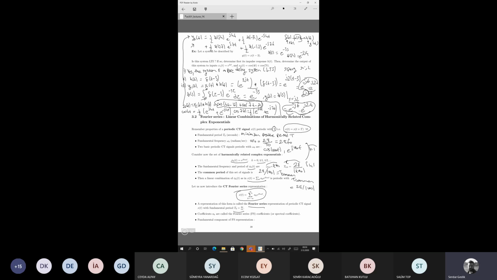Again, we assume that omega 0 is a positive number, so T0 is the period. The coefficients a_k are called the Fourier series coefficients, or the spectral coefficients. So those a_k are the Fourier series coefficients. The fundamental component of the Fourier series representation is the terms with k equals plus minus 1. So the terms with k equals plus minus 1 are the fundamental components.